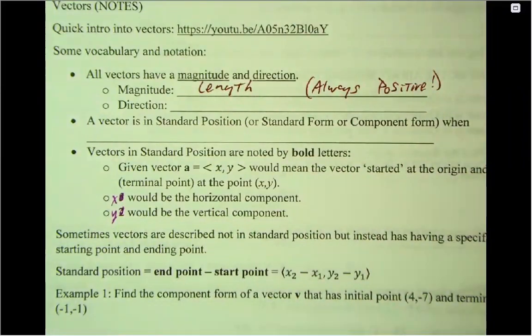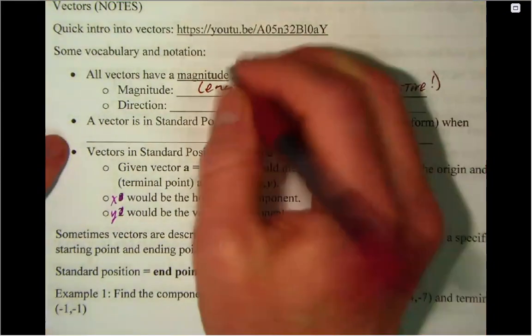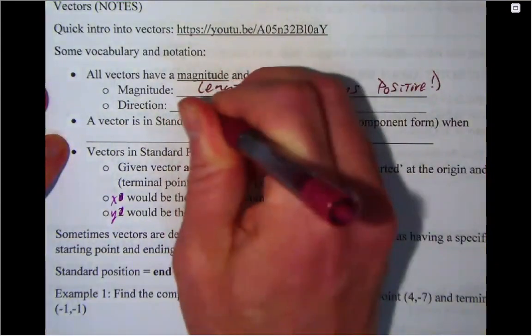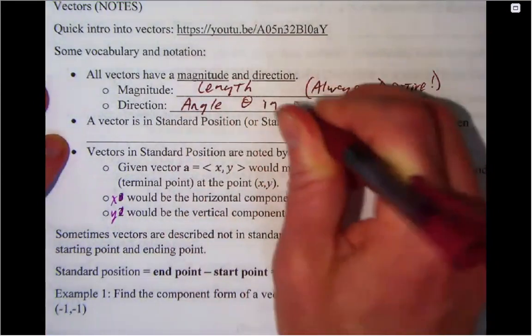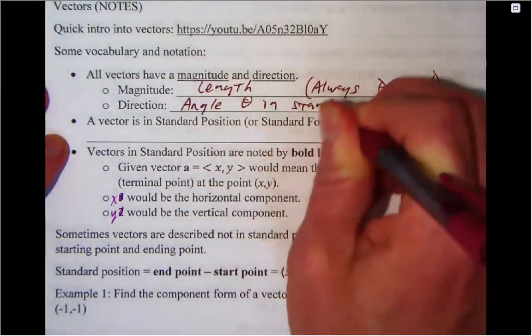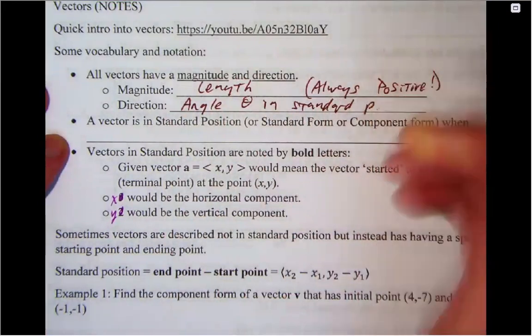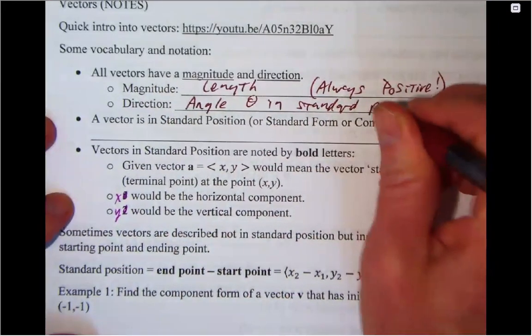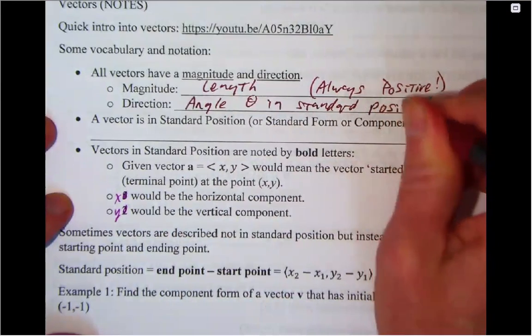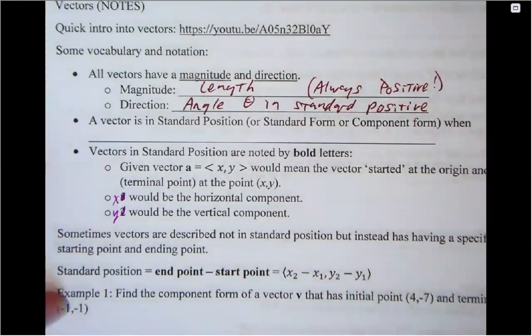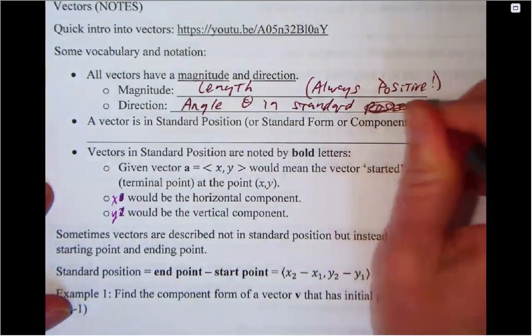And then the direction, the only thing we talk about with direction is it's just the angle in standard position, just like we did back in trig. It's the angle theta, in other words, starting at the positive x-axis and then going counterclockwise. So it's that same way we've been measuring angles forever.